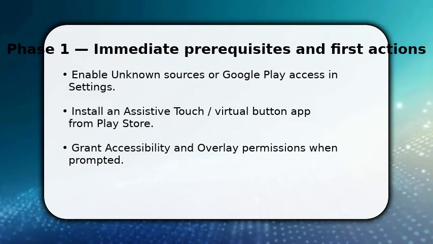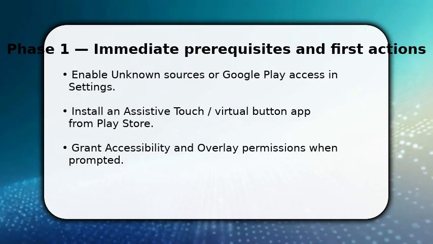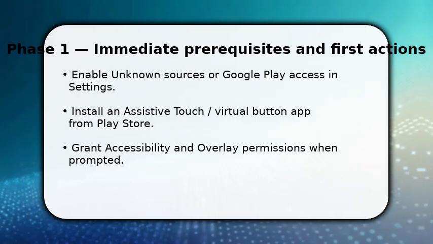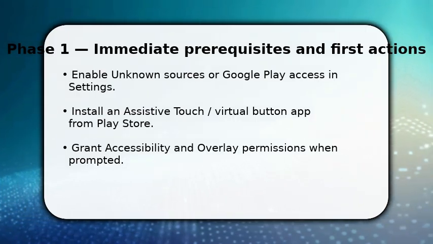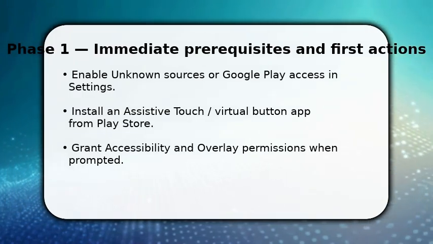Enjoy the video. You start by installing an assistive touch app so your Android can mimic an iPhone home button. Open Settings, enable Play Store access, or allow unknown sources if sideloading. Then install a reputable assistive touch app.